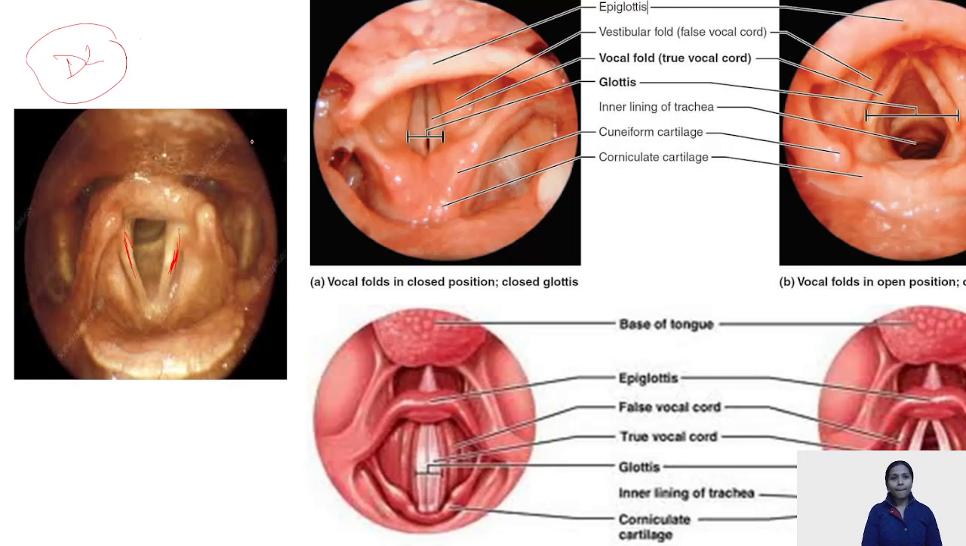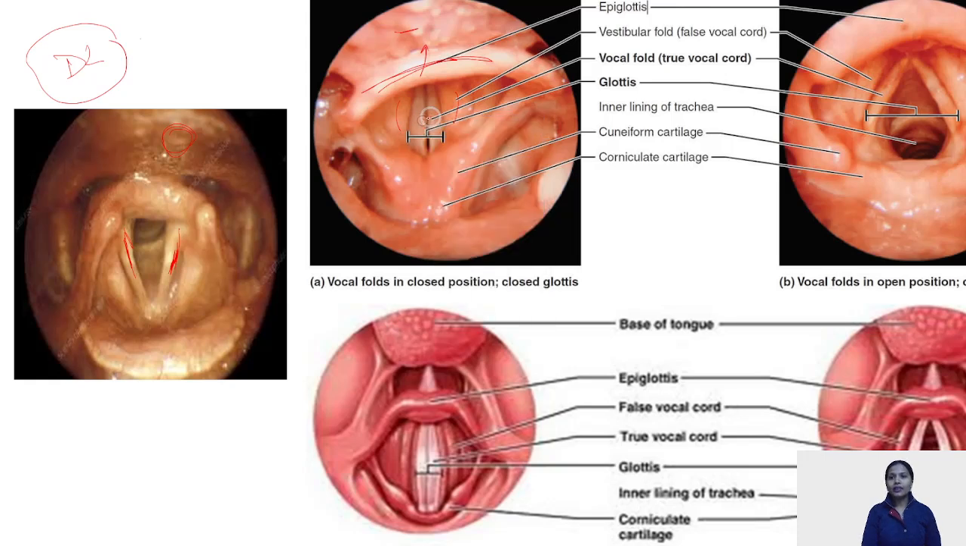This is the base of the tongue. This area is nothing but the base of the tongue. This is the epiglottis which is lifted. Done. These are the vestibular folds. These are your vocal cords.